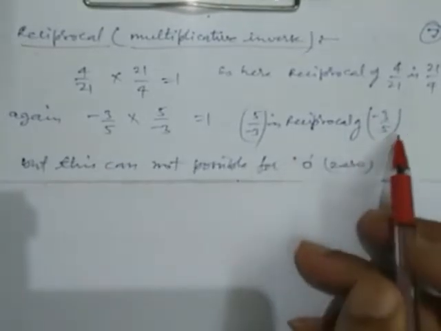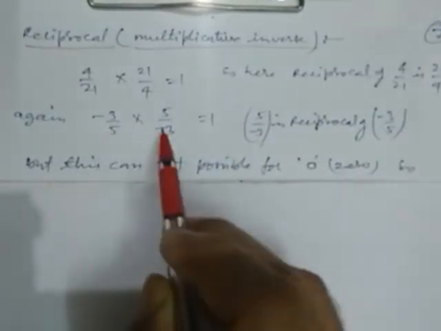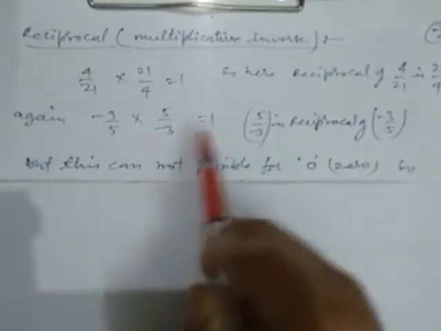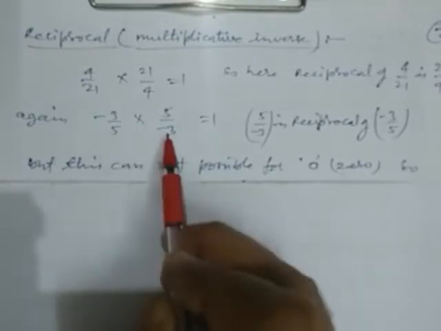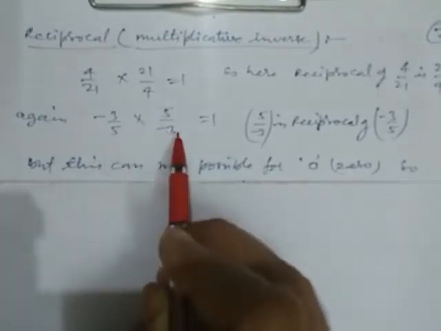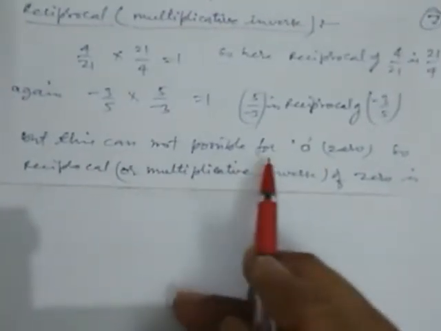Why? Because when we multiply two numbers to each other and we get 1, which is the multiplicative identity, then both of these numbers are called reciprocals of each other, or multiplicative inverses of each other. But this is not possible for 0.